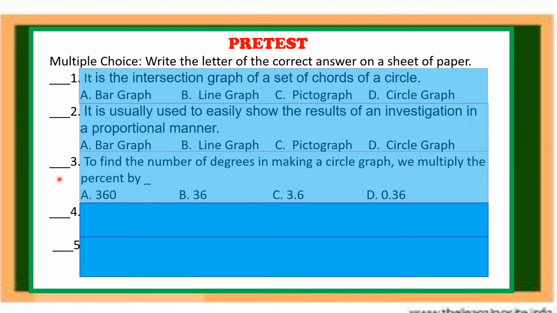Number 3. To find the number of degrees in making a circle graph, we multiply the percent by letter A, 360. Letter B, 36. Letter C, 3 6/10. Letter D, 0 and 36 hundredths.